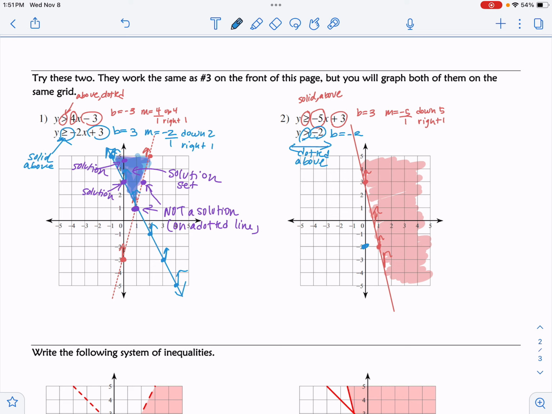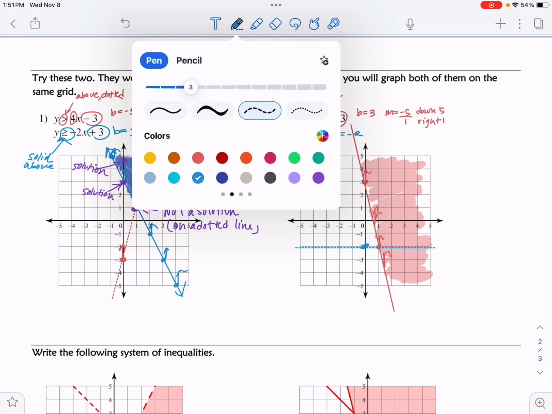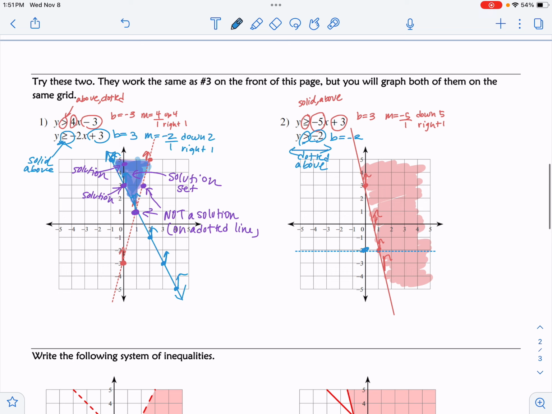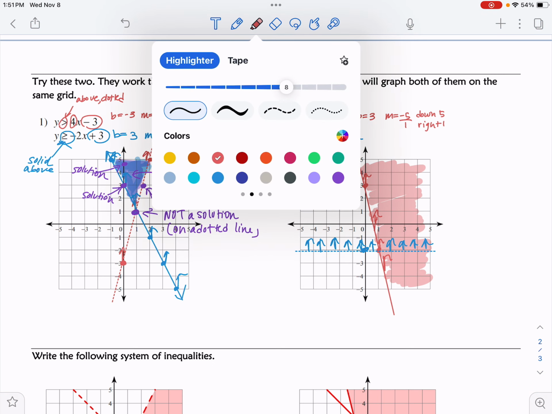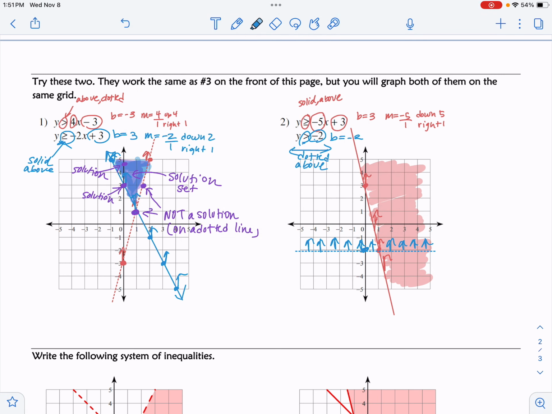So we're going to get our dotted tool and make a dotted line through that point. And then above a horizontal line is really clear. It's above this line, all along the line. And so we would end up shading all of this region up here.